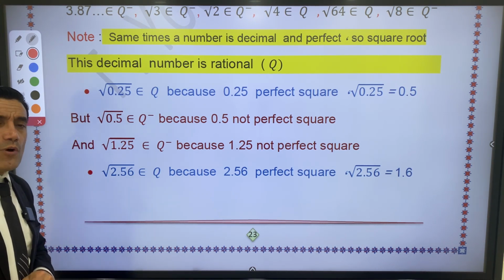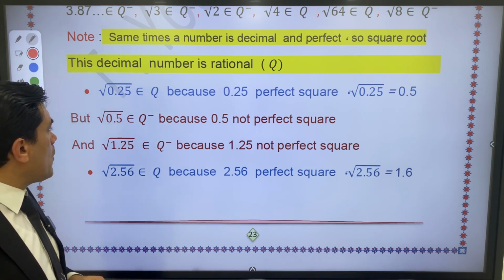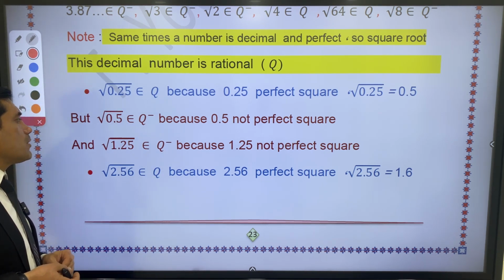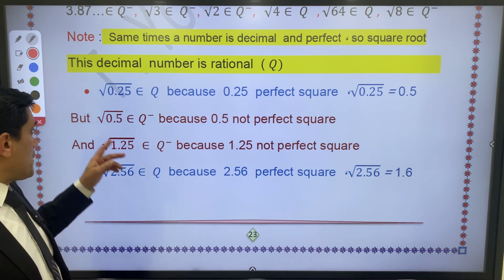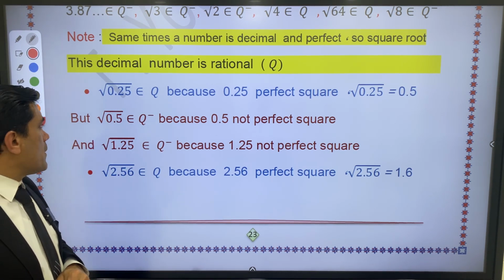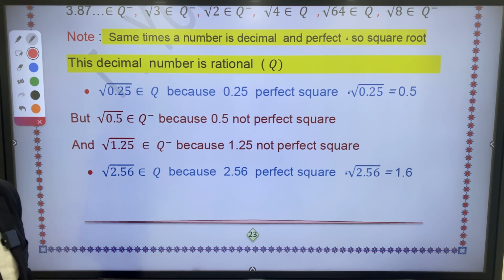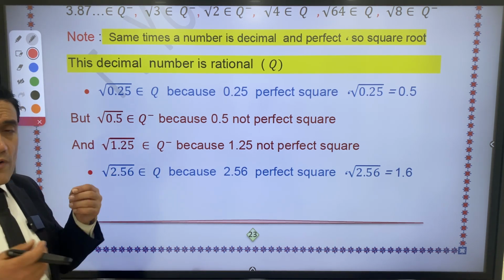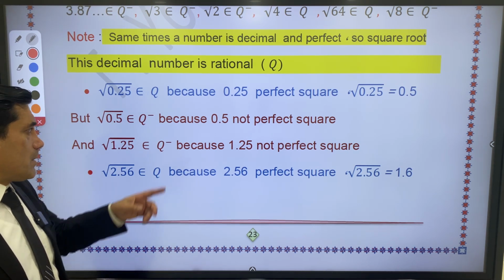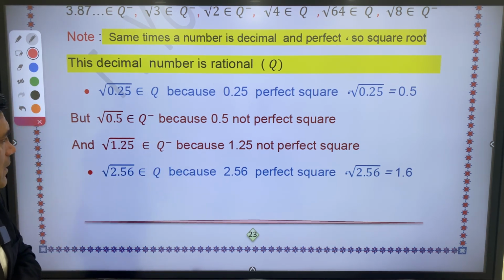But the square root of 0.5 is not a perfect number. Why is it not perfect? Because the square root of 0.5 is not a rational number. Why is it not a rational number? Because 0.5 is not a perfect number.